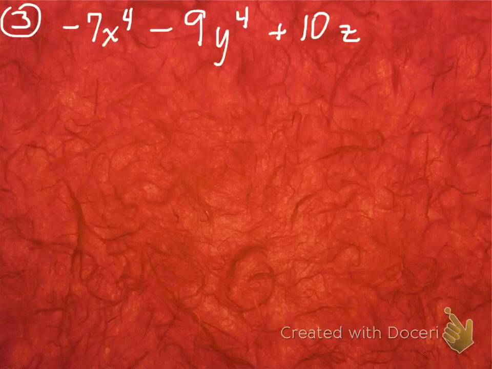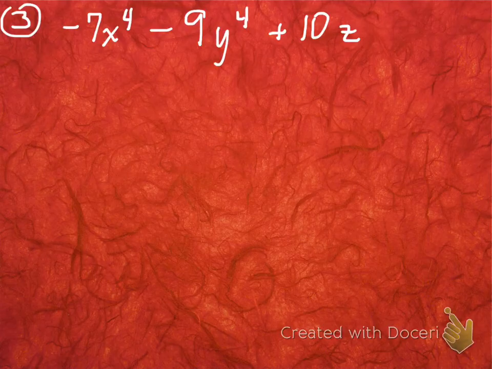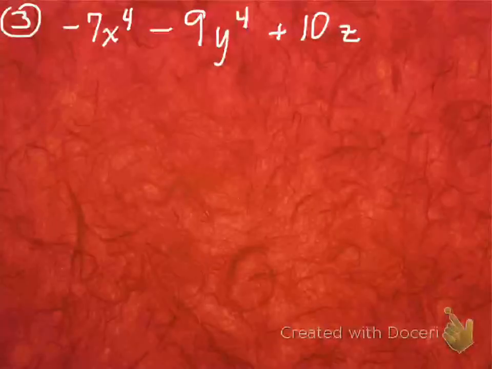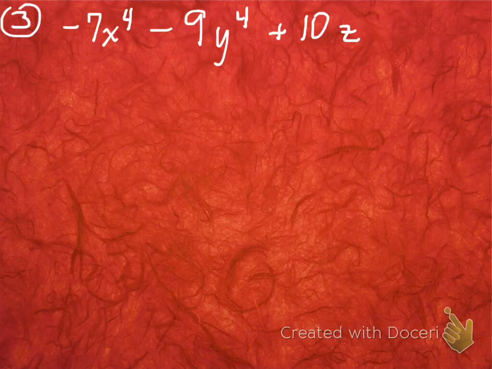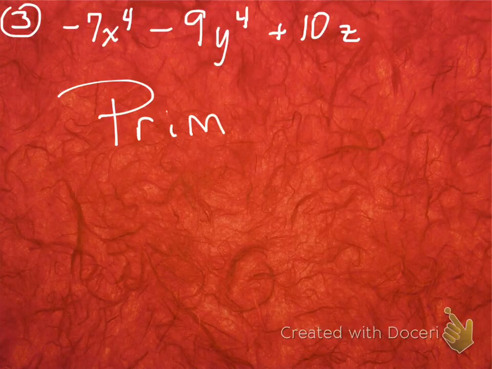The last one we're going to do: is there a common variable between all the terms? No. None of them have the same variable. Now, is there a common number that can divide into all three? No. So that means this is a prime answer.